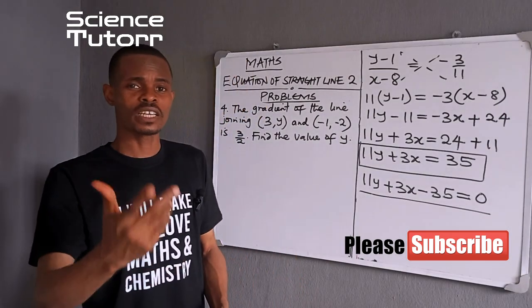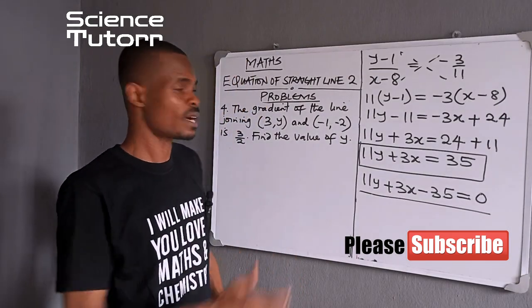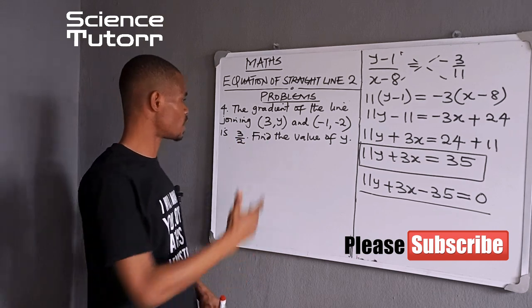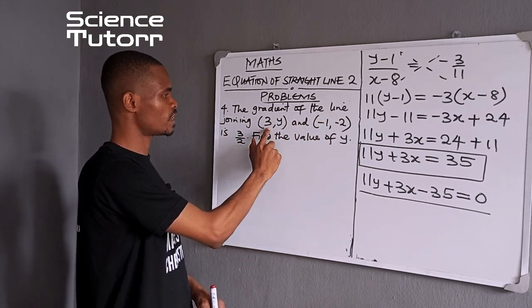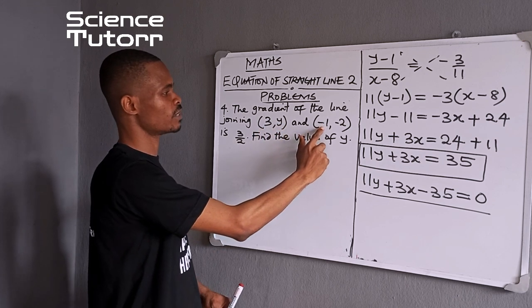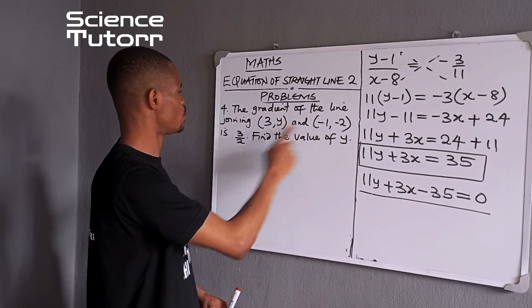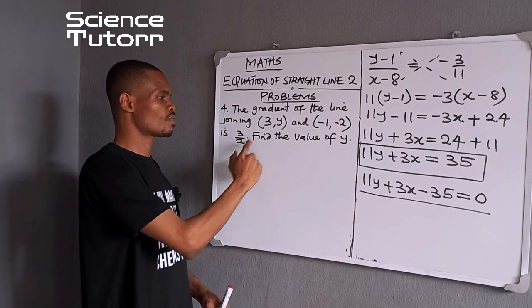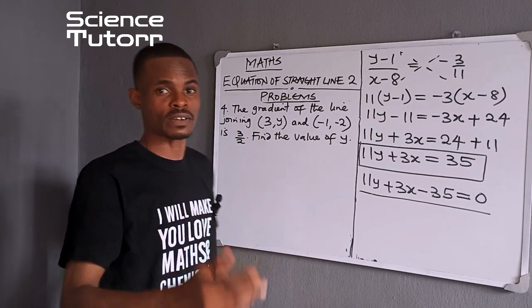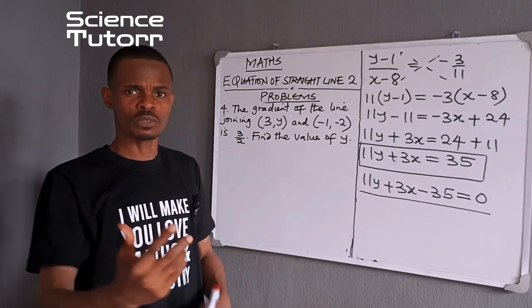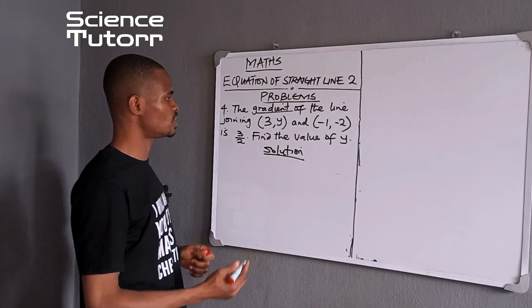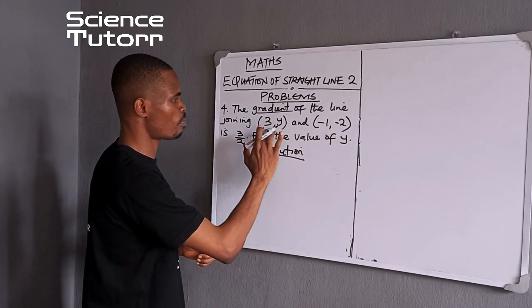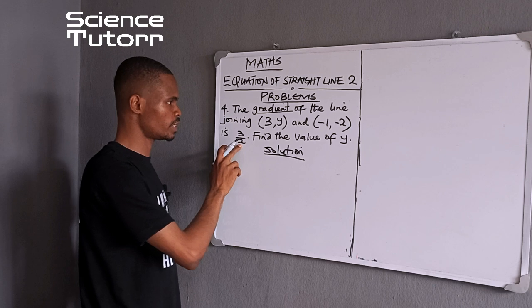Many times you are given an indirect problem, as we can see on the board. It says the gradient of the line joining 3 comma y and minus 1 comma minus 2 is 3 over 2. Find the value of y. It is an indirect question, different from the previous problems we have solved. So in solving a problem like this, we have 2 points given and also the gradient.